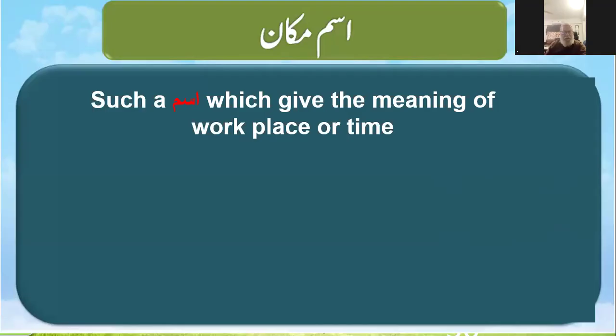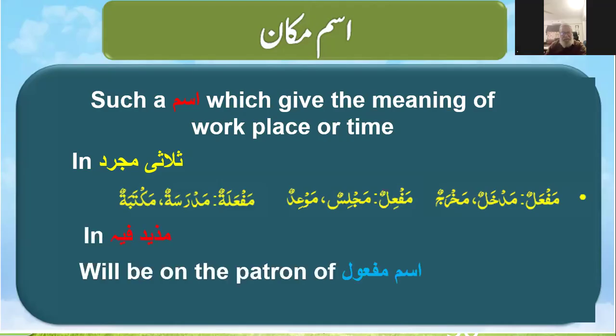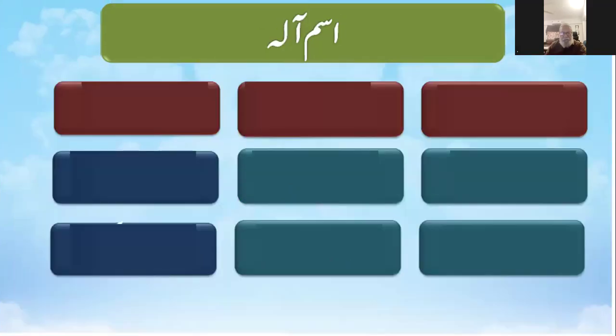So isme makan is such an ism which gives the meaning of the workplace or the time. In Thulathi Mujarrad, the examples are maf'alun, madkhalun, makhrajun. On the pattern of maf'ilun, majlisun, ma'idun. Maf'alatun examples are madrasatun, maktabatun. In the mazid fi, examples will be on the pattern of the isme maf'ul.